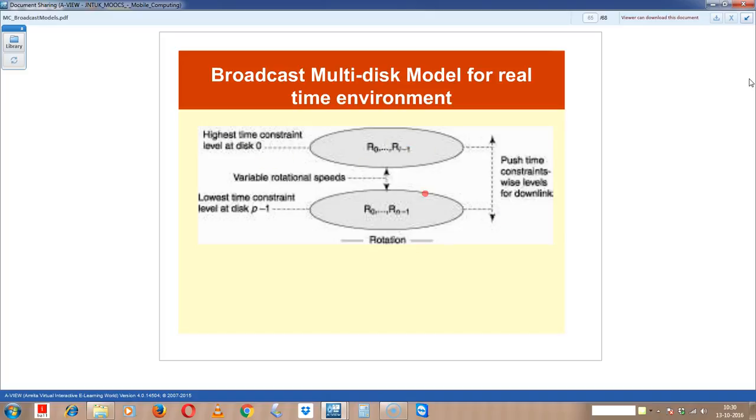See, this is similar to the diagram that I showed you for circular disk. This is similar to the real-time environment. This is the highest time. This is the lowest. These disks are rotating at different speeds, variable rotational speeds. So they are rotating and they are being read and they will be given to the wireless network, broadcasted, and it will be given to the mobile device.